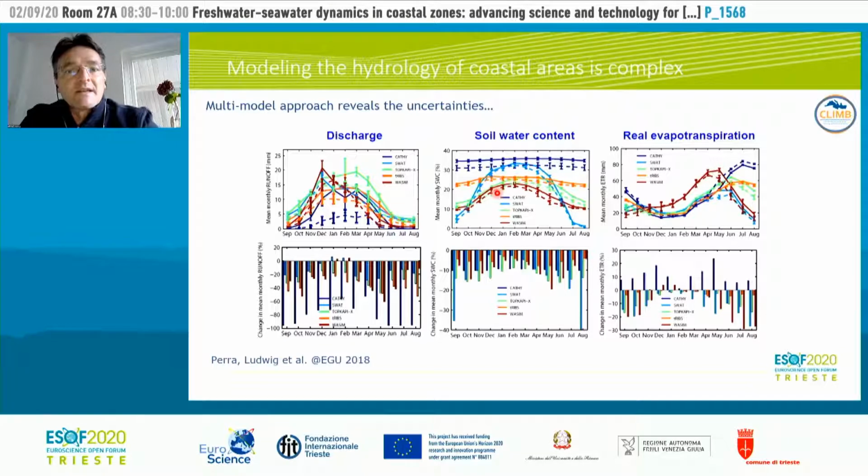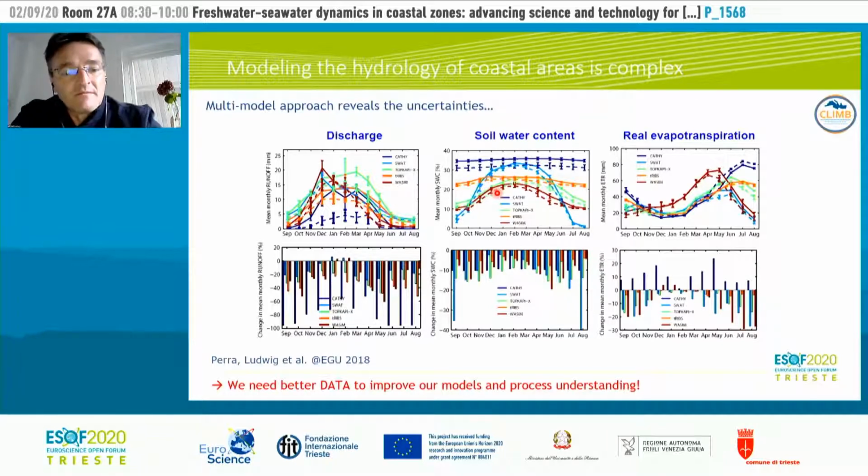Apparently that is due to a lack of understanding of the system, and this lack of understanding is triggered by a lack of information that is currently available to provide on a basin scale. So one conclusion that I would like to draw here is that we need better data to improve our models and to improve our process understanding.